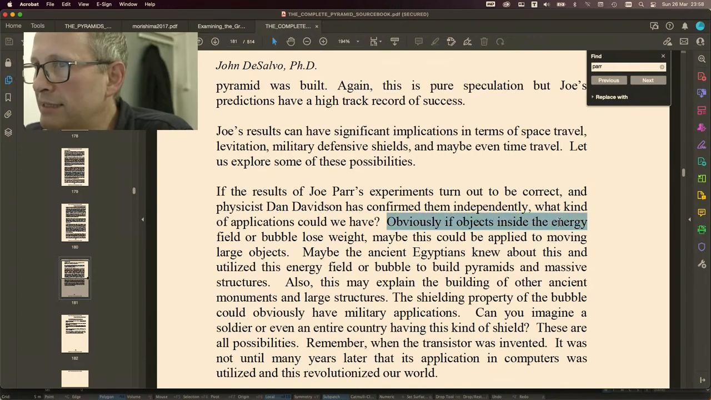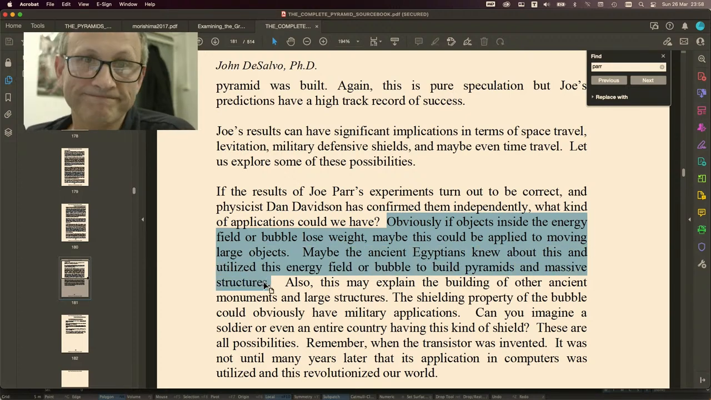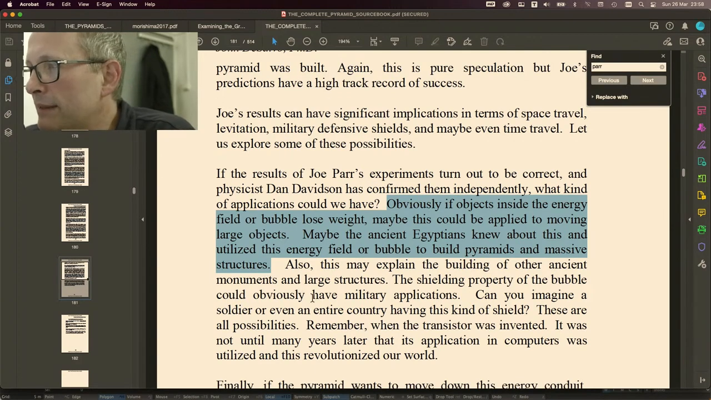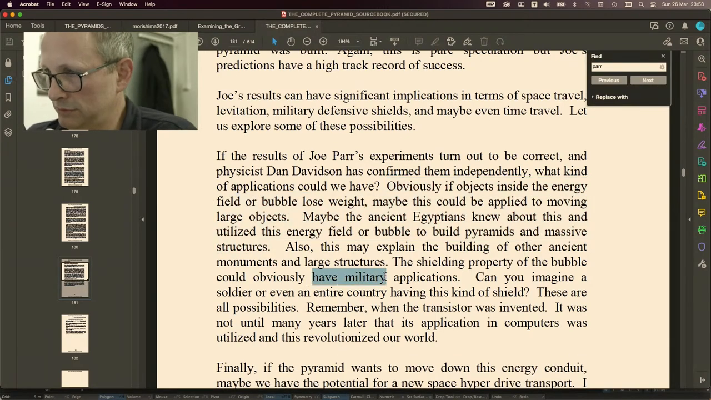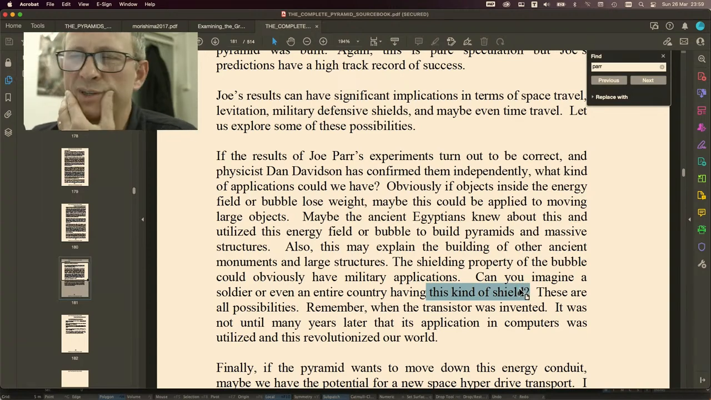Obviously, if objects inside the energy field or bubble lose weight, maybe this could be applied to moving large objects. Maybe the ancient Egyptians knew about this and utilized this energy field or bubble to build pyramids and massive structures. Also, this may explain the building of other ancient monuments and large structures. The shielding property of the bubble could obviously have military applications. Can you imagine a soldier or even an entire country having this kind of shield? I wonder who suggested something like that.